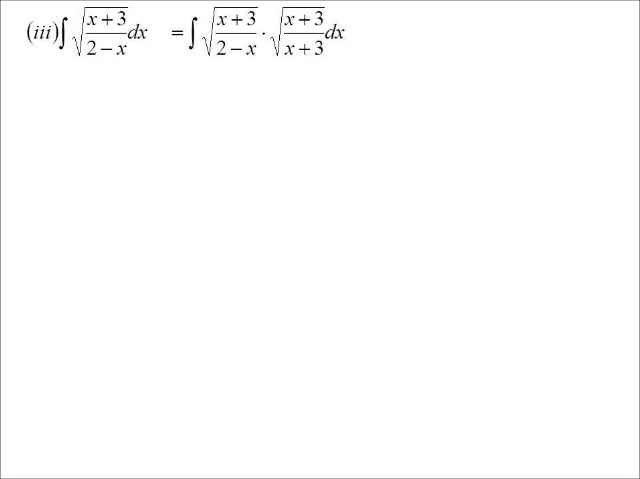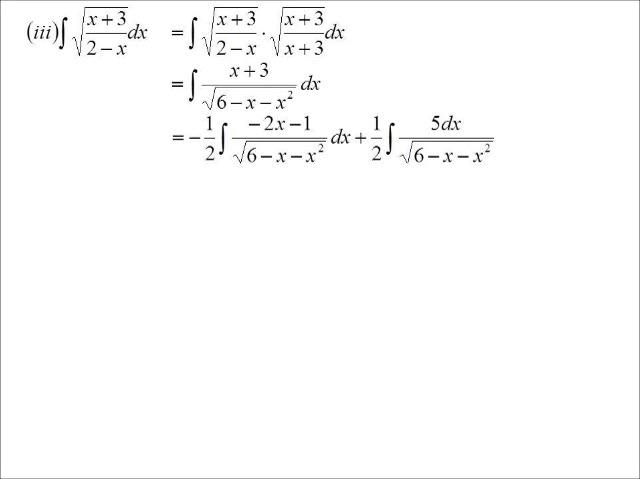So I'm going to multiply by the square root of x plus 3 on x plus 3. Why do I do that? Because now look at my question. It's a bit like the last one, where I've got the square root of something on the bottom, a quadratic, and on the top, I've got x plus 3. So again, I'll split this into 2 integrals.